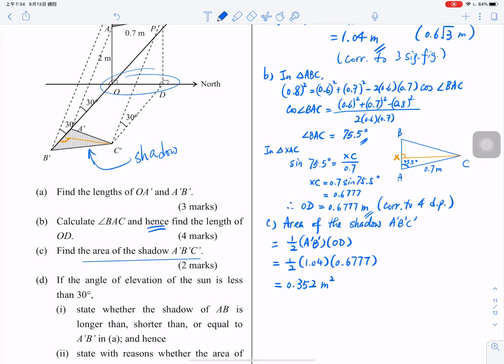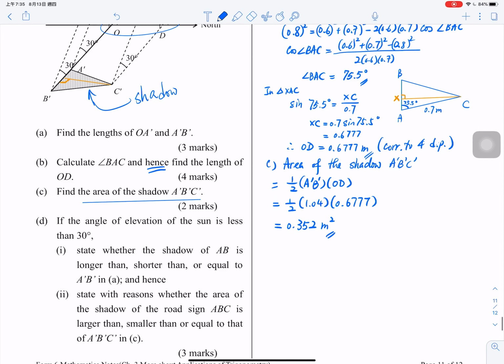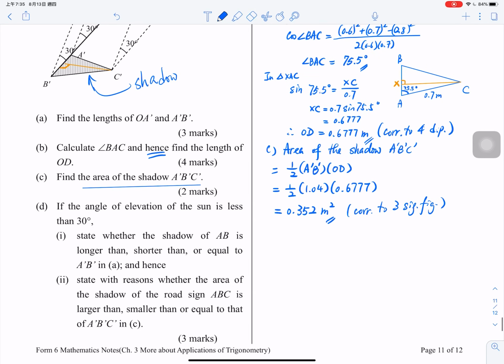So at the end, 0.352 meters squared. Right. Okay. Again, write down correct to 3 significant figures. Okay, last question.